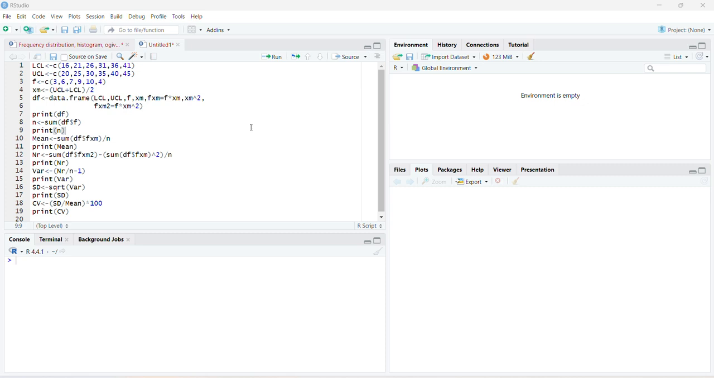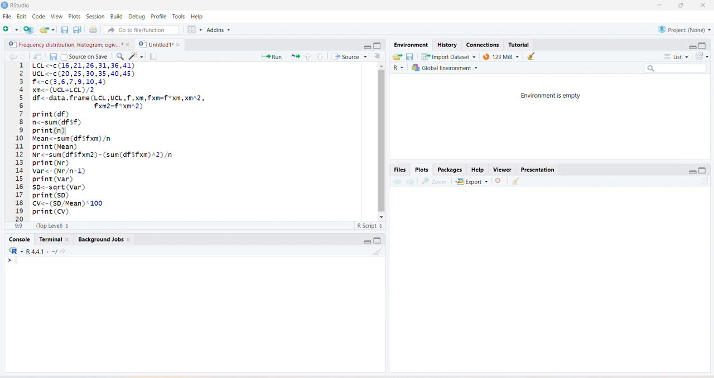In today's lecture, I'm going to do the second lab on R programming. In the last class, we did how to construct the frequency distribution, the construction of the histogram, and then how to plot the ogive curve. These are the things we have done in the last class. Now in today's lecture, I'm going to write the code for the mean, the standard deviation, the variance, and the coefficient of variation. These are the things I'm going to discuss with you today. Let us now start with the lecture.